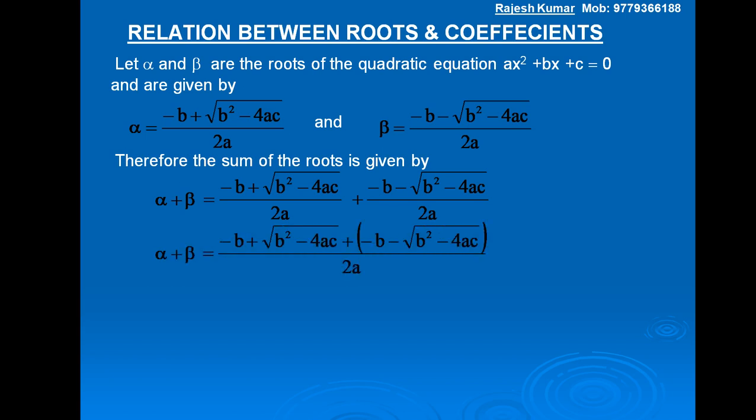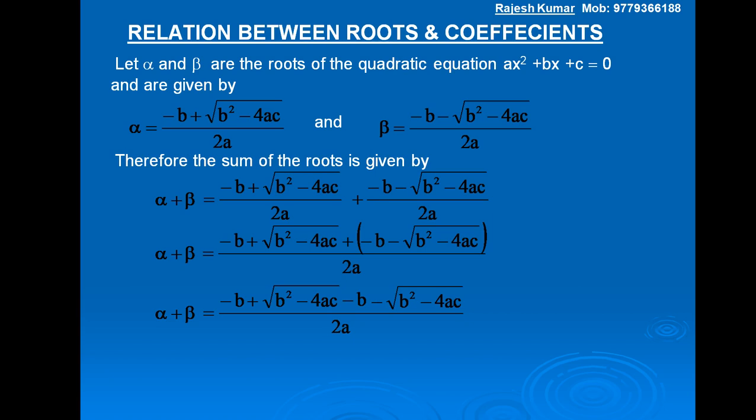in the denominator 2a, in the numerator we get minus b plus square root of b square minus 4ac plus, within the bracket, minus b minus square root of b square minus 4ac. Now opening the bracket in the numerator we get alpha plus beta is equal to minus b plus square root of b square minus 4ac minus b minus square root of b square minus 4ac, whole upon 2a.